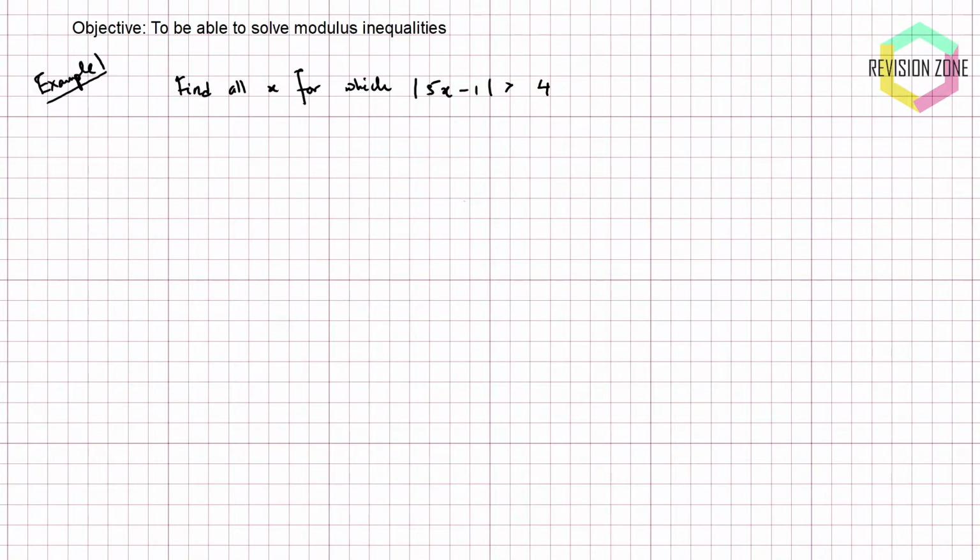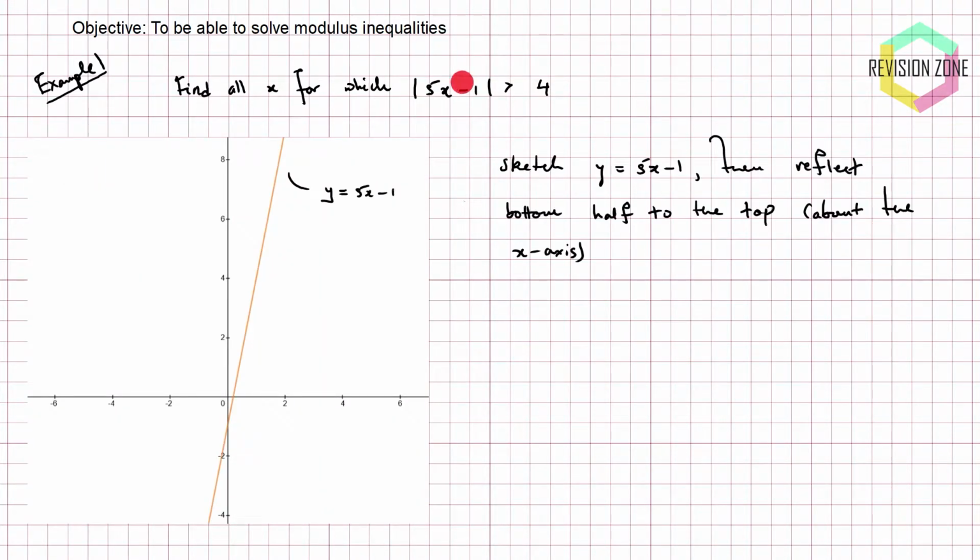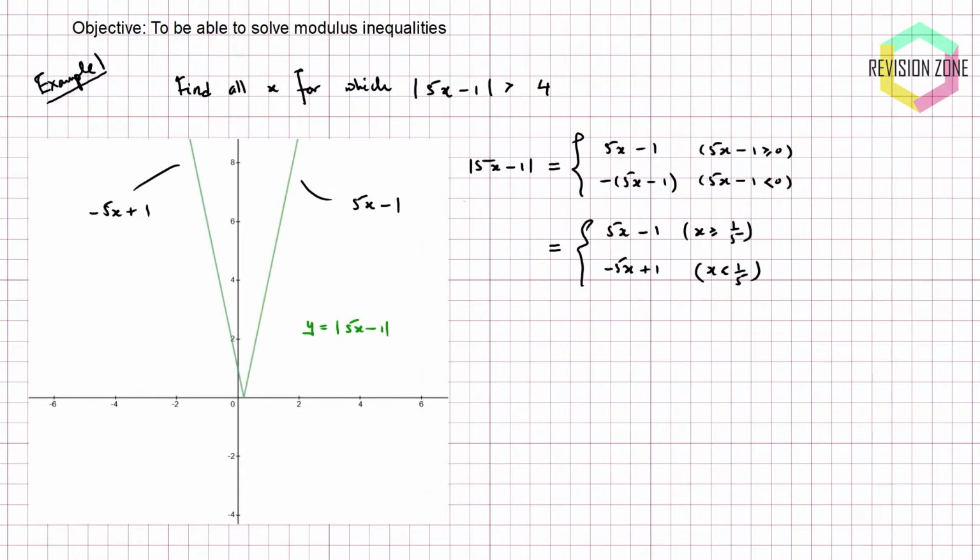So let's take a look at that. We start by sketching the graph of 5x minus 1. We know it's going to be a straight line. It's going to cross through minus 1, and it's going to cross through a fifth on the x-axis. But obviously, this is the graph of 5x minus 1. We want the graph of the modulus of 5x minus 1. And we saw a lot of this in the previous videos in this series: when you take the modulus of something, you just reflect only the things that are below the x-axis to being above the x-axis, and the things that are already above the x-axis, you leave them alone, right? So that's what we're going to do here. So we end up with this.